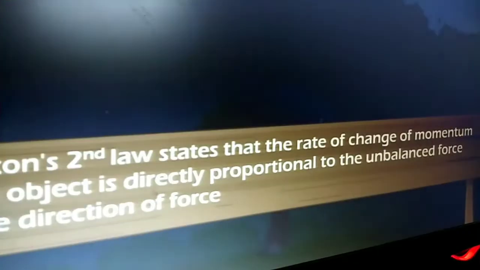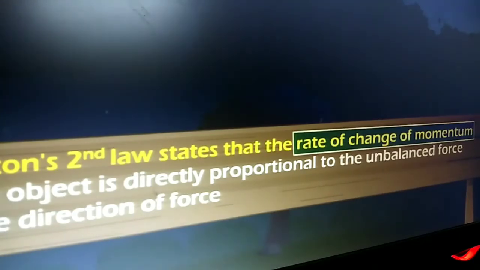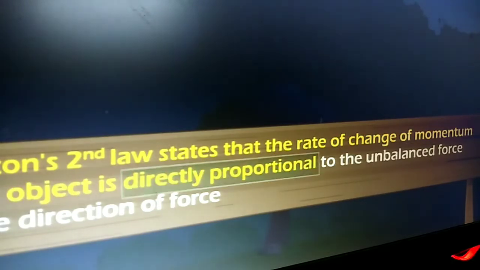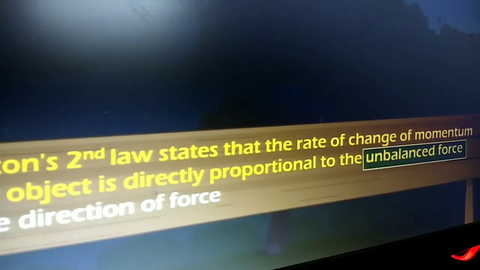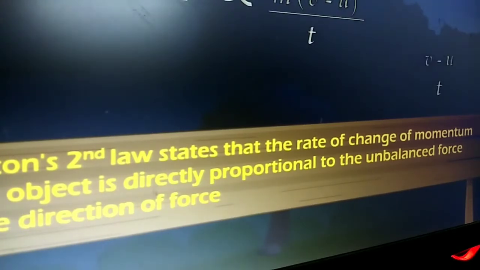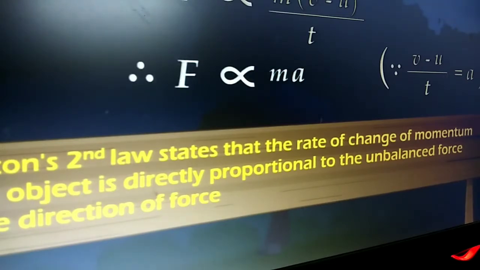Newton's second law states that the rate of change of momentum of an object is directly proportional to the unbalanced force and acts in the direction of applied force. So, we know what momentum is. Momentum is the quantity of motion produced in a body. The quantity of motion is represented by p, which is mathematically the product of mass and velocity.